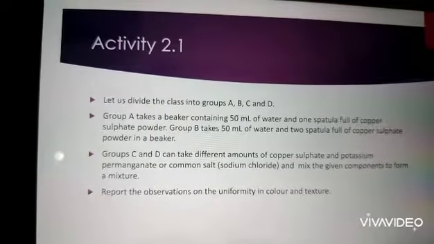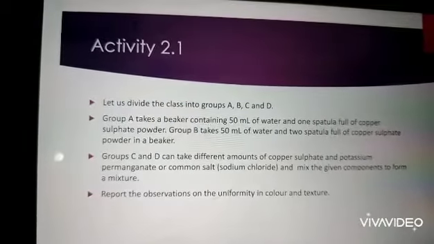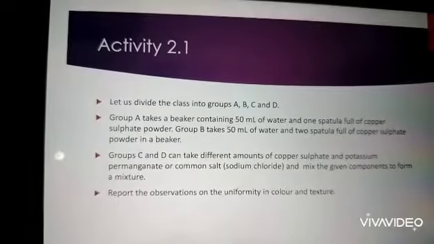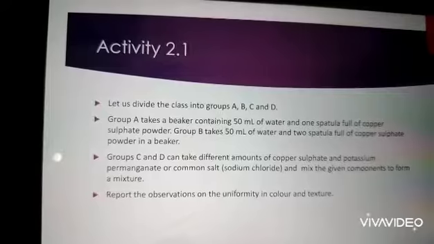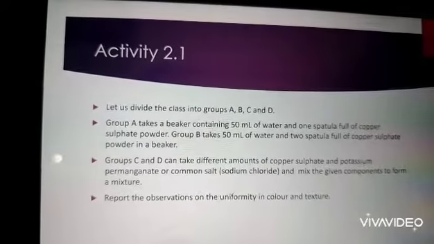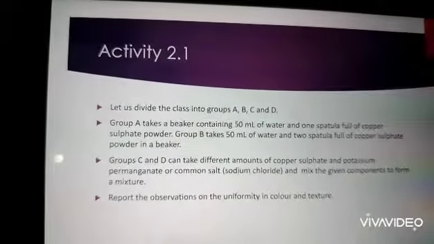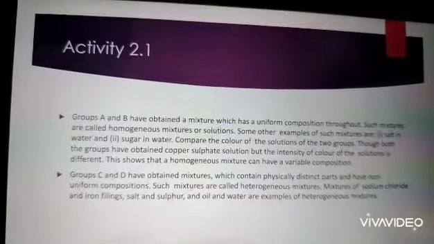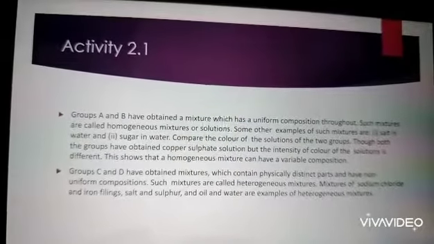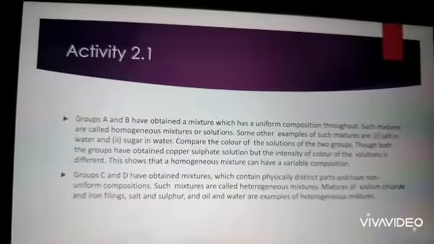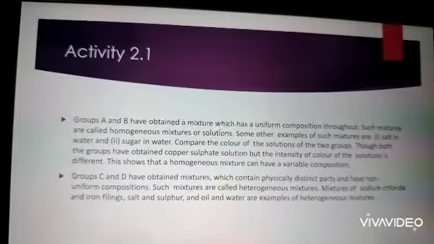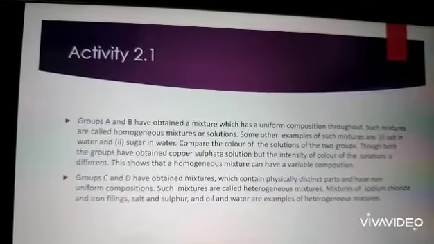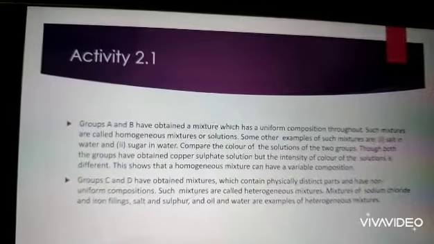Now Group C and D can take different amounts of copper sulfate and potassium permanganate or common salt and mix the given components to form a mixture. Group C and D have obtained mixtures which contain physically distinct parts and have non-uniform composition. Such mixtures are called heterogeneous mixtures.